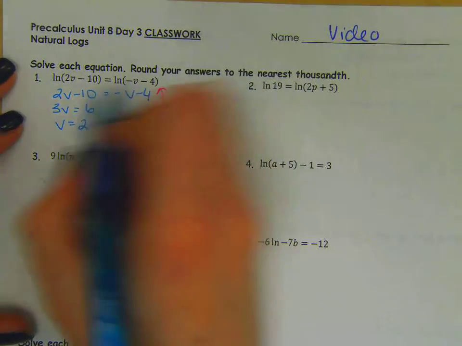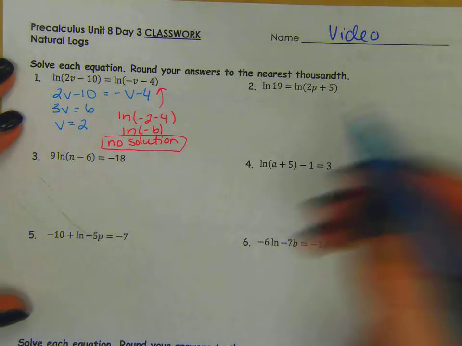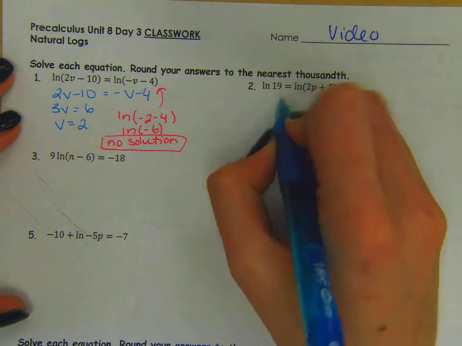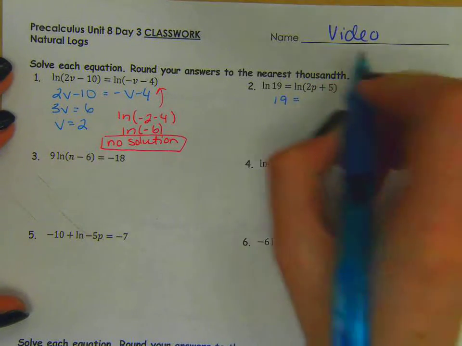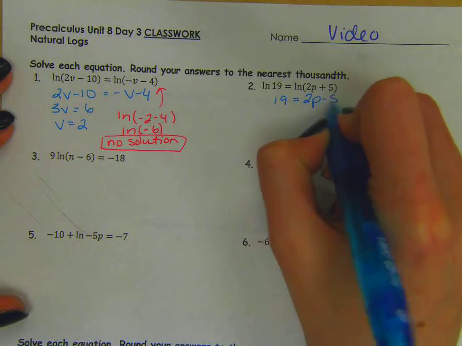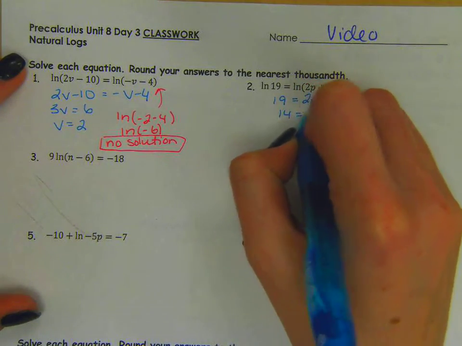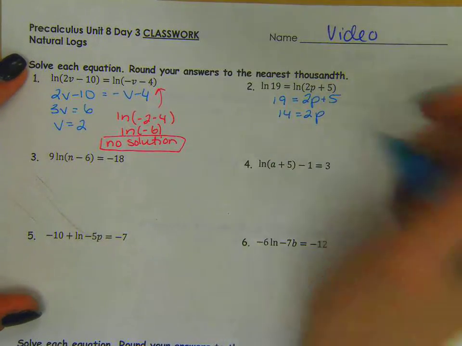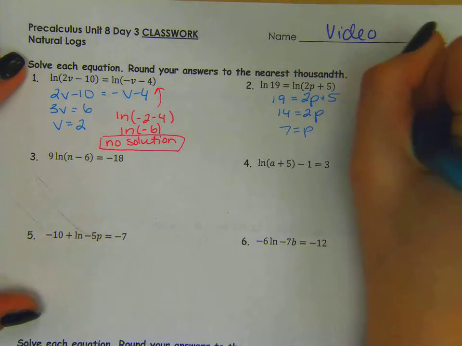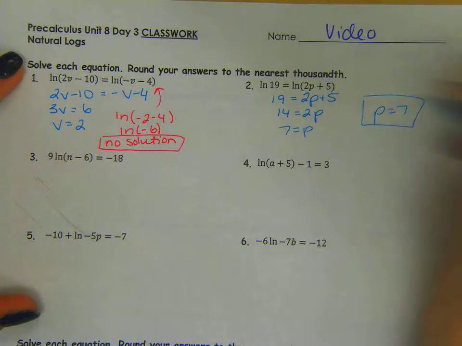Same thing over here, with the same setup, not the no solution part, but we have natural log of two things here. We can set those two equal to each other. 19 equals 2p plus 5. Subtract 5 from both sides, we have 14 equals 2p. Divide both sides by 2, we have 7 equals p. And so over here, our final answer, p equals 7.